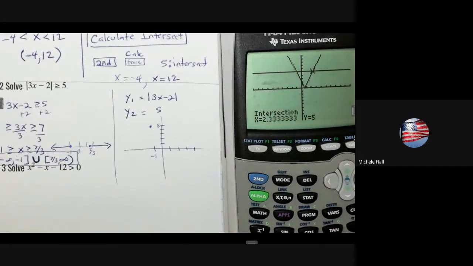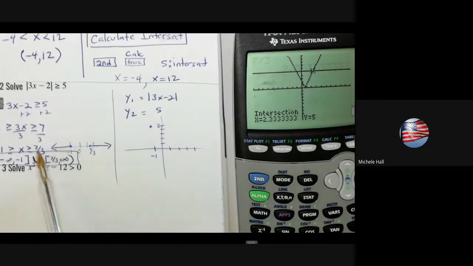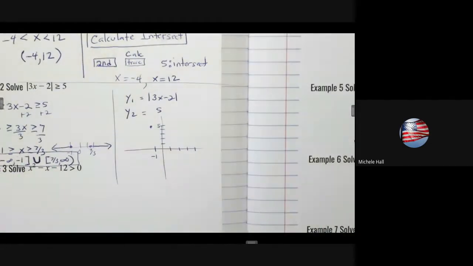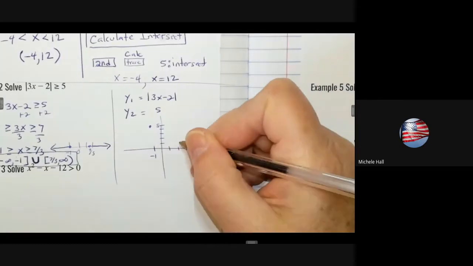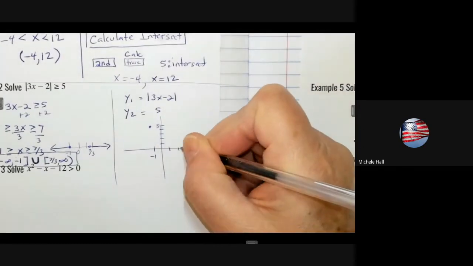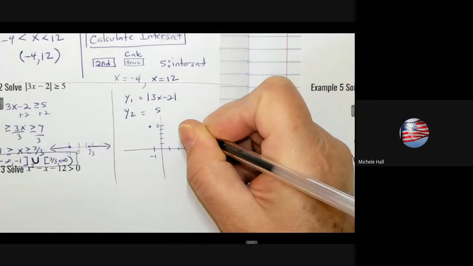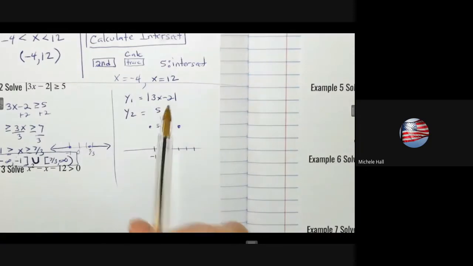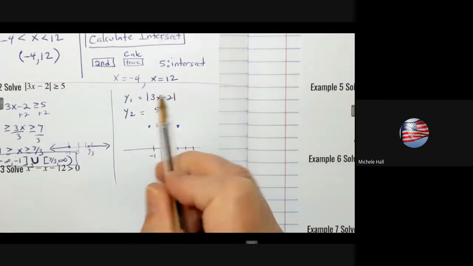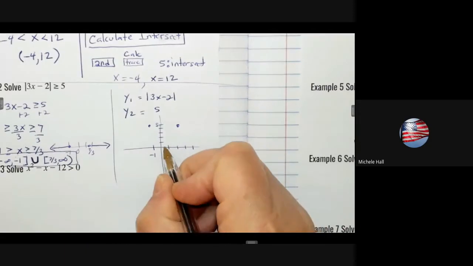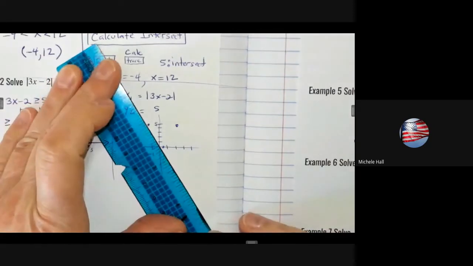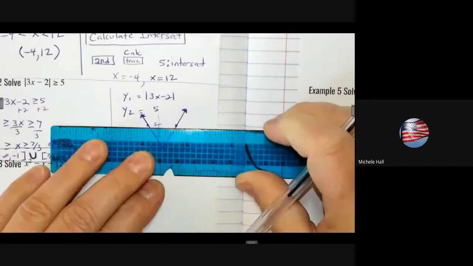2.3 repeating. Is 2.3 repeating the same thing as 7/3? All right, so we know that the intersection was at 7/3, 5, and my vertex is at 2/3. Solve for this and we can see that it's at 2/3 right here. Draw my absolute value. Draw my y equals 5 line.